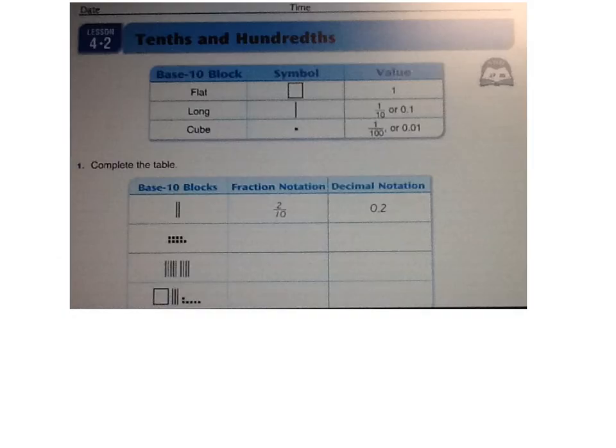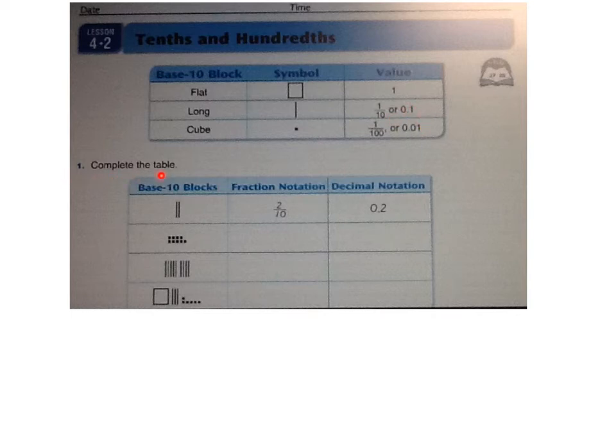Today when you get into your math journal, there's a reminder of what page in the reference book you can look at if you need to review how to write a fraction as a decimal. They're going to remind you up at the top that the flat is this symbol, it's a square, the value is 1 whole. A long, you just write as a line, which is the same as 1/10 as a fraction, 1/10 as a decimal. A cube, you can just put a dot. It's the same as 1/100th as a fraction, 1/100th as a decimal.